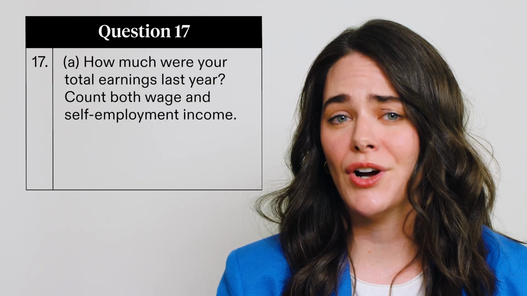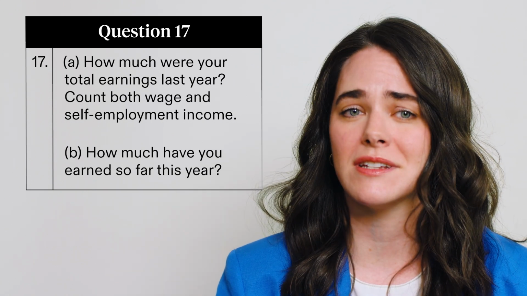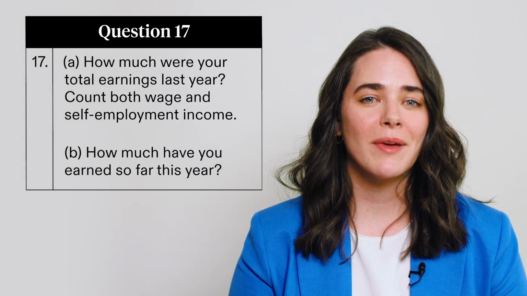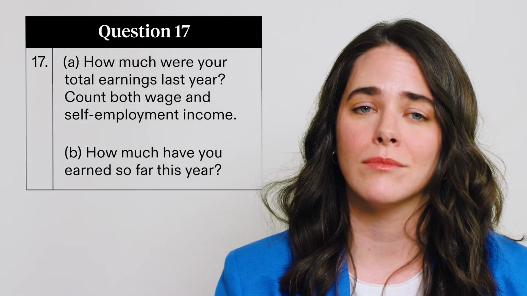Question 17. Question 17 also has two parts. You'll write your total income from last year on line 17A and your total income so far this year on 17B. Include income from self-employment and any wages you earned from another employer. If you haven't earned any income, write none. This question will help the Social Security Administration determine your eligibility and how much you might be able to receive.